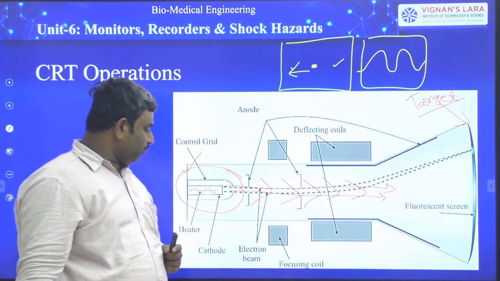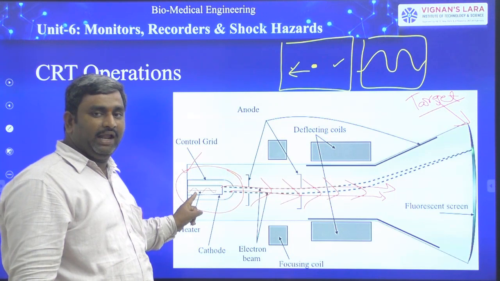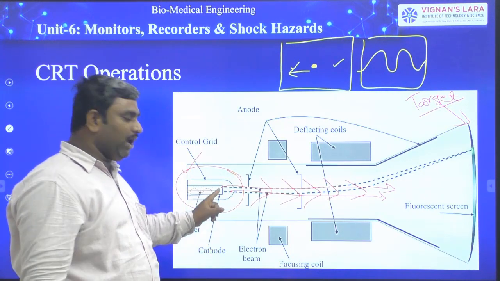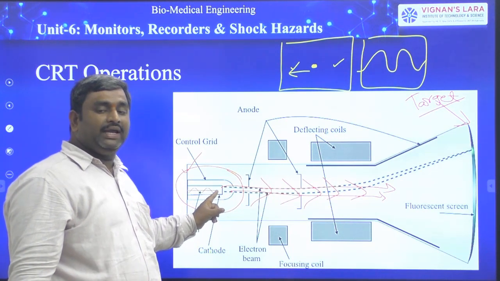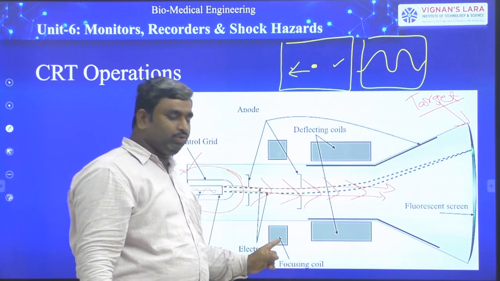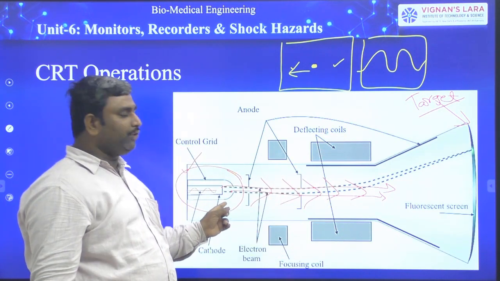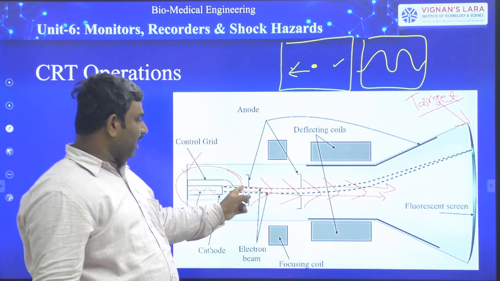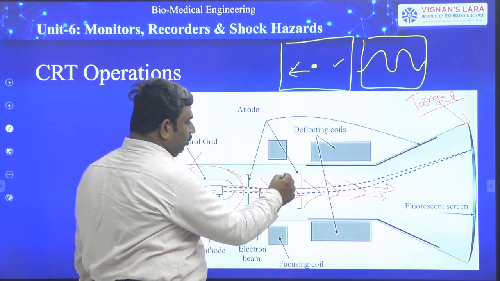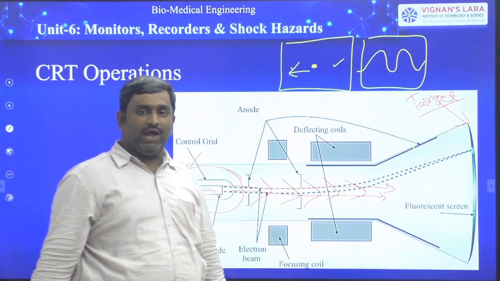Okay, let us come to this diagram. Here we have the heater. The heater helps to heat the coil, and here we have a cathode. This is called the heater cathode. This cathode will emit the electrons, and here we have 2 focusing coils, 2 deflection coils, and a control grid, and we have some anode type structures. Here we have 3 different types of anode structures.